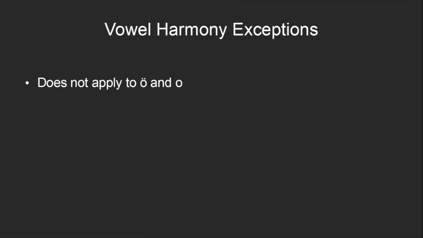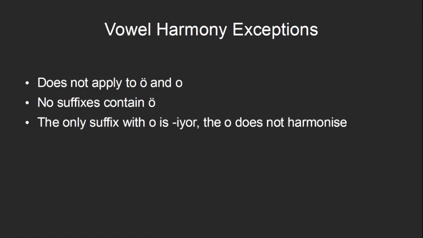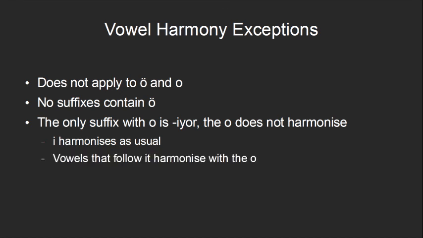You may have noticed that vowel harmony does not affect the low rounded vowels ö and o. There are no suffixes containing the vowel ö, while the vowel o occurs only in the suffix -yor, where it remains the same regardless of which vowel comes before it. However, the y part undergoes normal 4-way harmony as we would expect for a high vowel. Because vowel harmony is determined by the last vowel of a word, any suffixes that go after the -yor suffix will harmonize with the o.